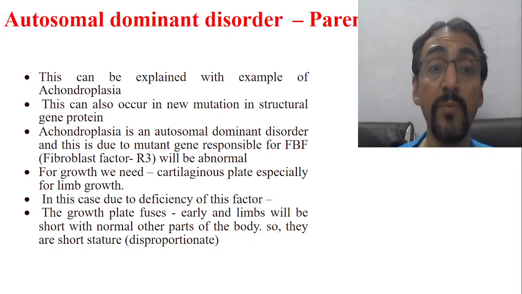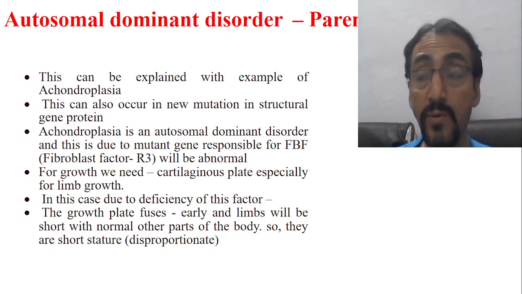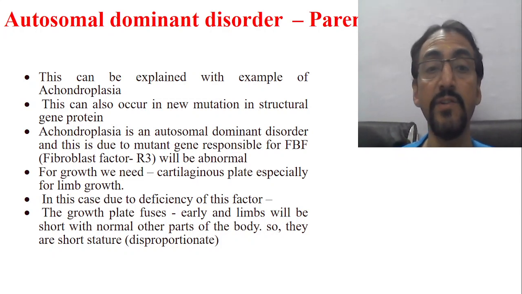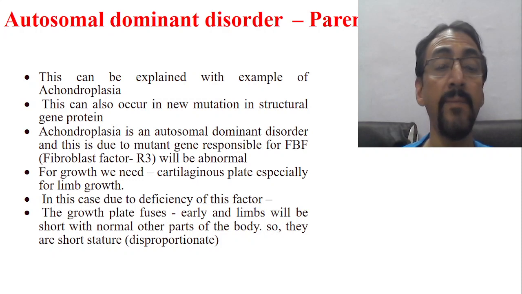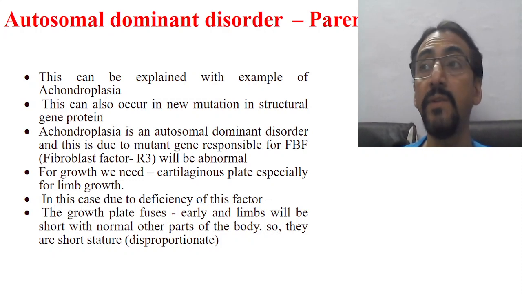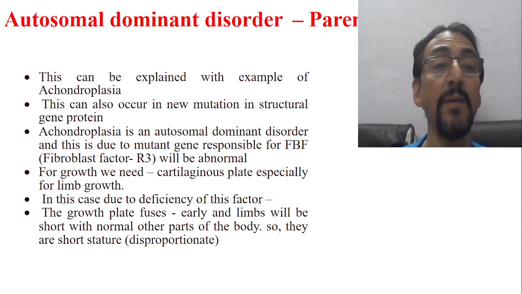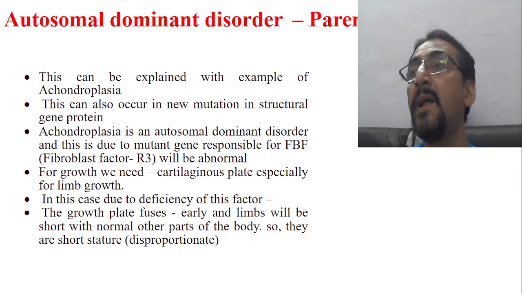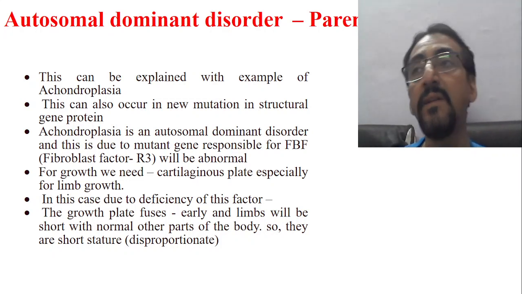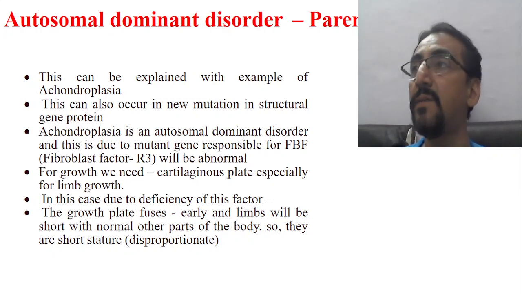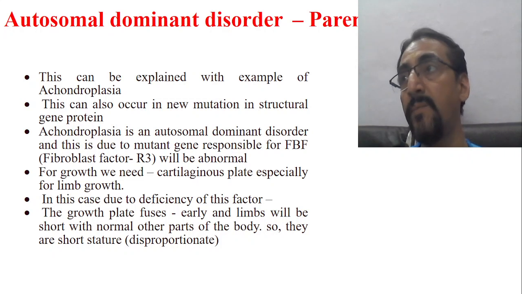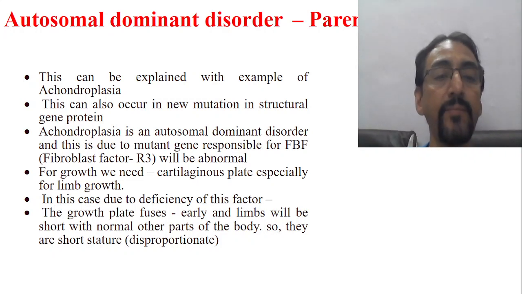For the growth of the bones, we need cartilaginous tissue, and especially for the formation of this cartilaginous tissue, the protein which is produced from this fibroblast is very, very important, and that is missing here. As a result, bone growth will not be proper, and as a result we know that there is dwarfism in case of achondroplasia.